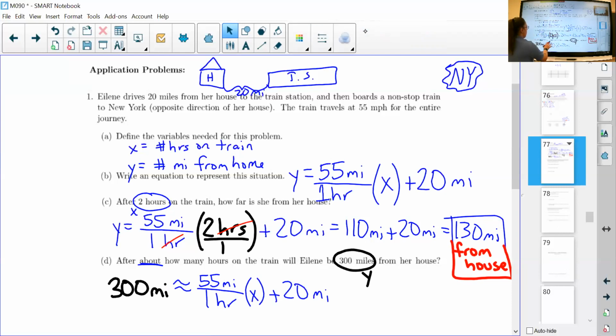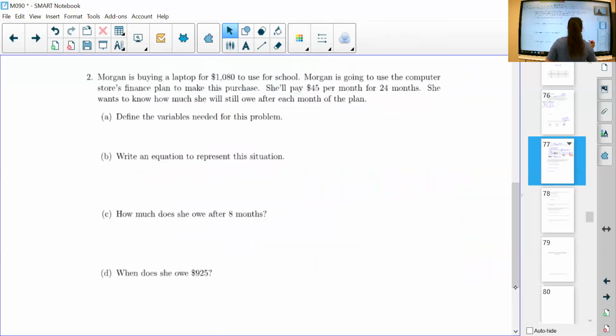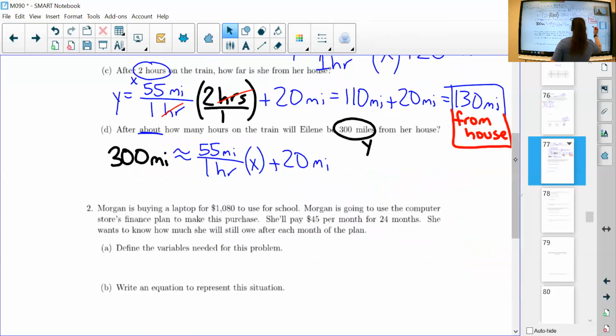Notice I'm keeping the units the whole way through. That way I know that things that I'm adding have the same units. If I'm trying to add 300 miles plus 5 hours, I'm not going to get anything that makes any sense. Okay, so 300 is about this times X plus 20. Opposite order of operations. So I'll start by doing what? Take a moment, think about it, pause if you need to.